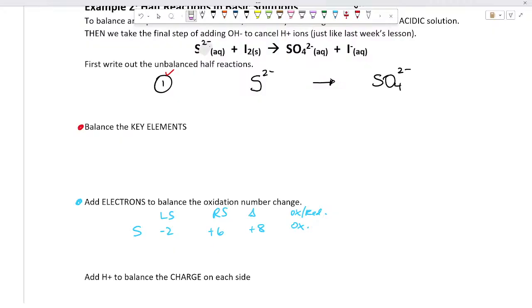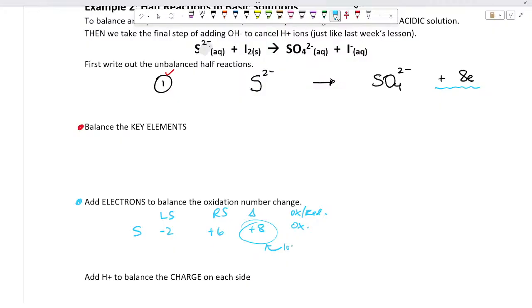Sulfur's losing electrons. Which side do they go on? On the right side. How many? 8 electrons. And I'm going to put that little line in here to show where we got that information. Does that make sense? We got that information because we came up with that. Is that cool? If it's gaining oxidation number, it's losing electrons, right? Because of OIL RIG, right?